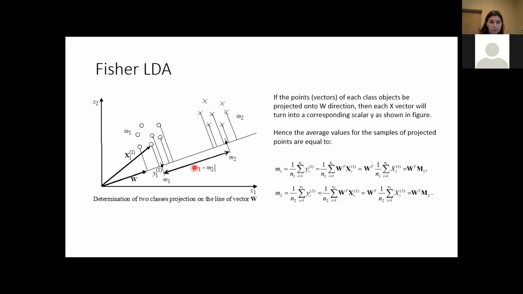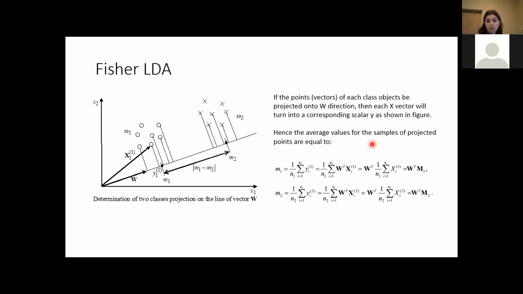You will find this position of the vector maximizes the Fisher criterion. It uses mean values of projected classes. If the points of each class's objects are projected onto the vector direction, then each x vector will turn into a corresponding scalar y, as shown in the figure. So x we calculate into the y value.